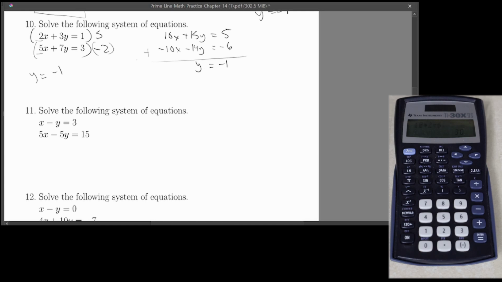And then we can plug this back into either of the equations. We'll plug this into the top one. So 2x plus 3 times a negative 1 equals a 1. 2x minus 3 equals 1. Add 3 to both sides. 2x equals a 4, and we'll divide by 2. And x becomes a 2.